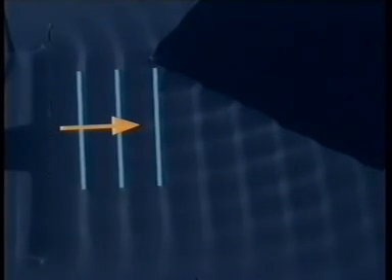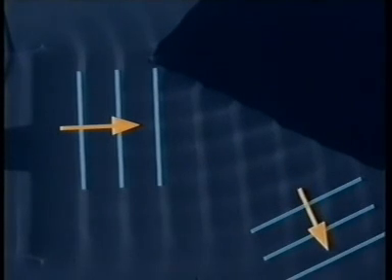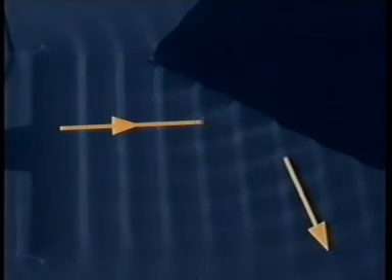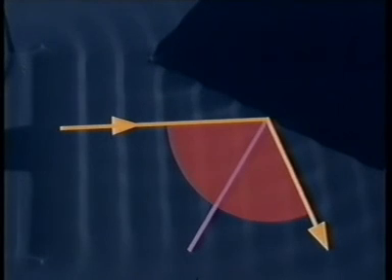A closer look at the shadow of the metal plate in the tank shows the pattern of the reflecting waves. These are the wave fronts approaching the plate. The waves reflected from the plate have changed direction. As with the pool ball, the angle of incidence is the same as the angle of reflection.